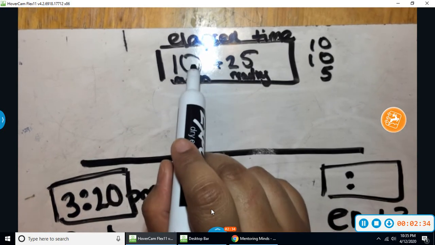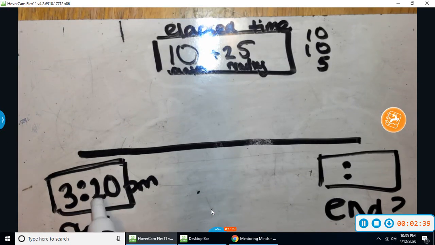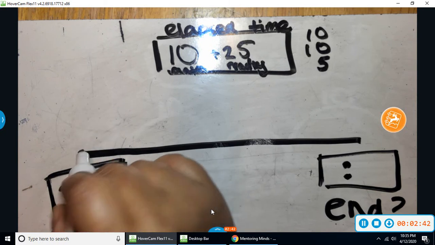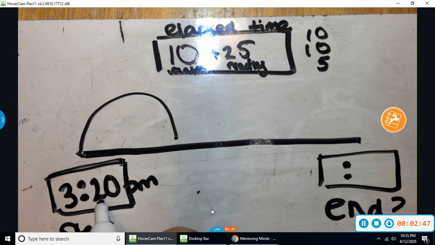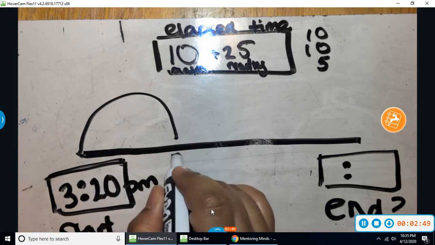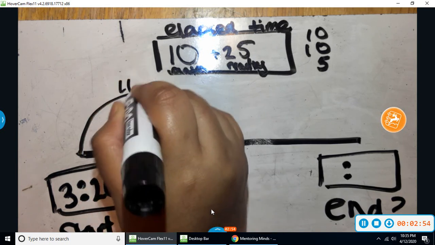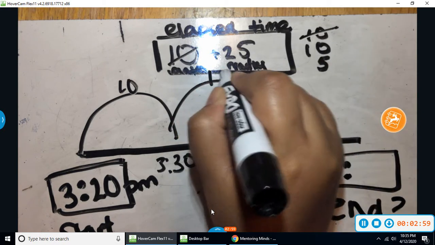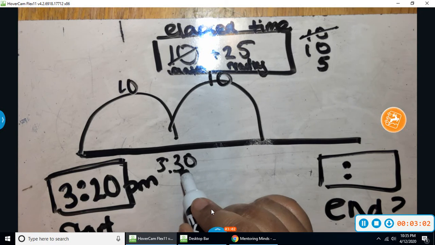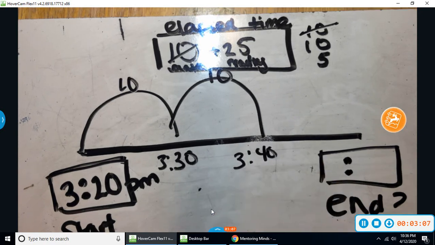I'm going to keep it at tens because I can add to my tens place. Okay, so I'm going to start with 3:20. I'm going to add 10 to 20. So 20 plus 10 is 30. And my hour stays the same, 3:30. Okay. I'm going to add another 10 minutes. So 30 plus 10 is 40. And because we're not quite to the hour yet, it's going to be 3:40.